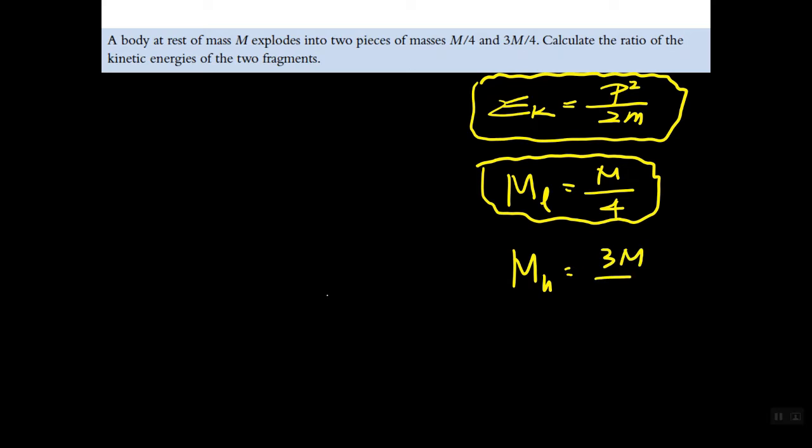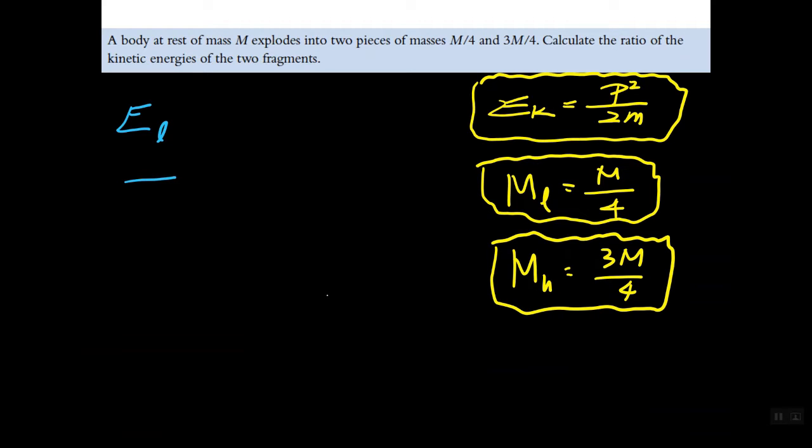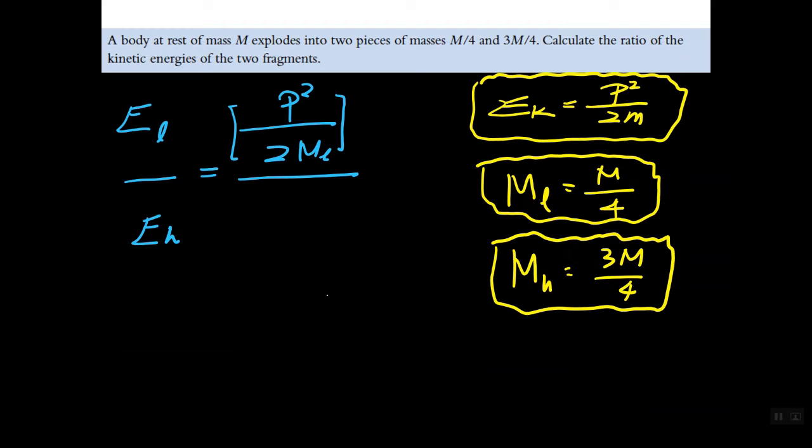For the lighter mass, we use ml equals m divided by 4. For the heavy one, mh equals 3m over 4. Kinetic energy of the light one divided by kinetic energy of the heavy one. So plug in the values: momentum squared over 2ml, the mass of the light one, and p squared over 2mh, the mass of the heavy one. Momentum cancels out and 2's cancel out, as the two fragments must have equal and opposite momentum.